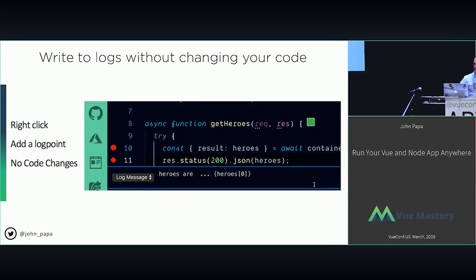One of the nice things that I didn't show in here, but you might have seen, is a little diamond. It wasn't like I was playing solitaire or something in my app. There's not just circles and diamonds. The circles are regular breakpoints. The diamonds are log points.